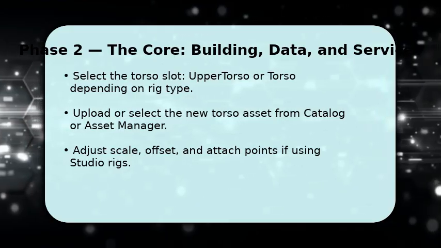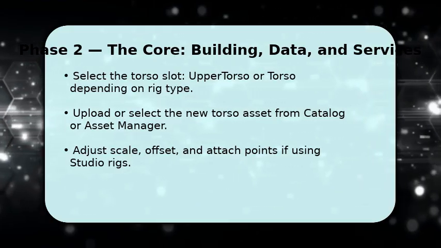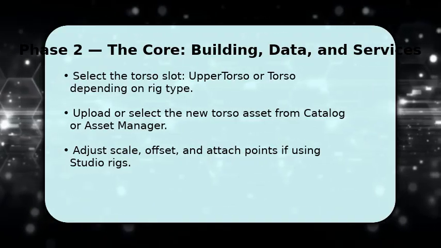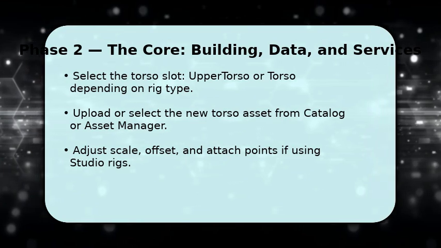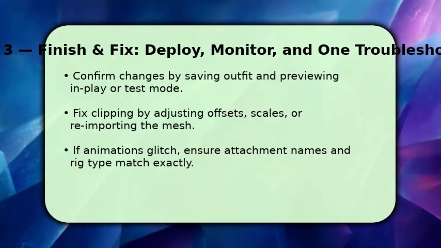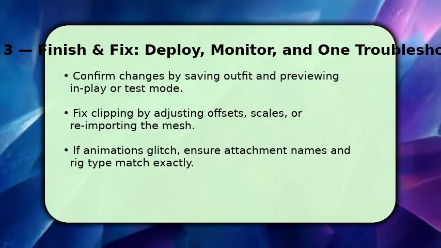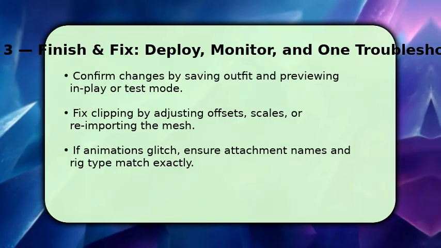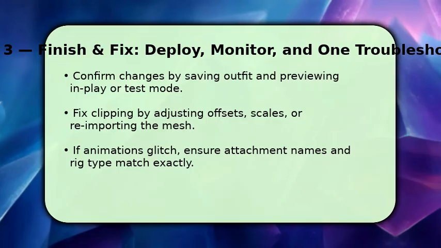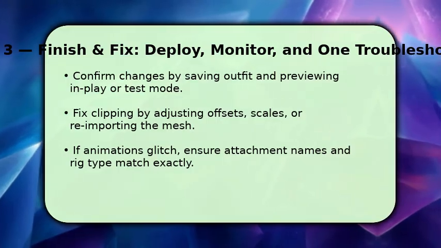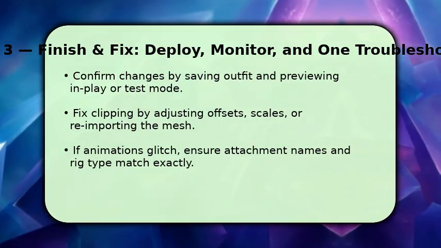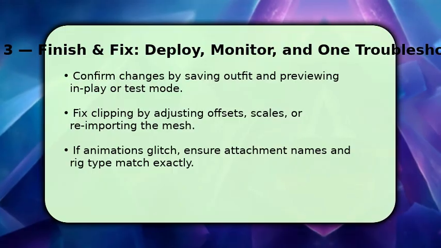Once aligned, test with a basic animation. To finish, save the outfit and enter play or test to verify the torso behaves with animations. If you see clipping or misalignment, open the model in Studio and tweak position, scale, and orientation values until seams look natural. Make sure attachment names, neck attachment, right shoulder attachment match Roblox standards. Mismatches break animations. If issues persist, re-export the mesh with unified origin and re-import, then retest.